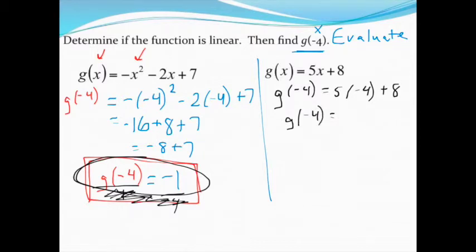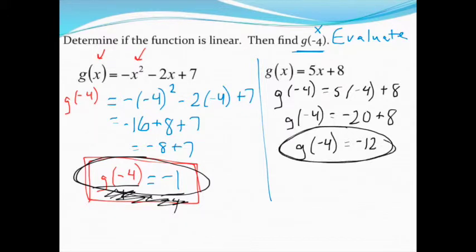So g of -4 would equal -20, and then add an 8 onto that. So my technical answer is g of -4 is equal to -12 once I simplify. If you just have -12, that's a-okay with me. The only reason we like this notation is it shows us our input and our output very easily. We see -4 was our input, our domain, -12 was our output, our range, our y value. So that's the end of this part.